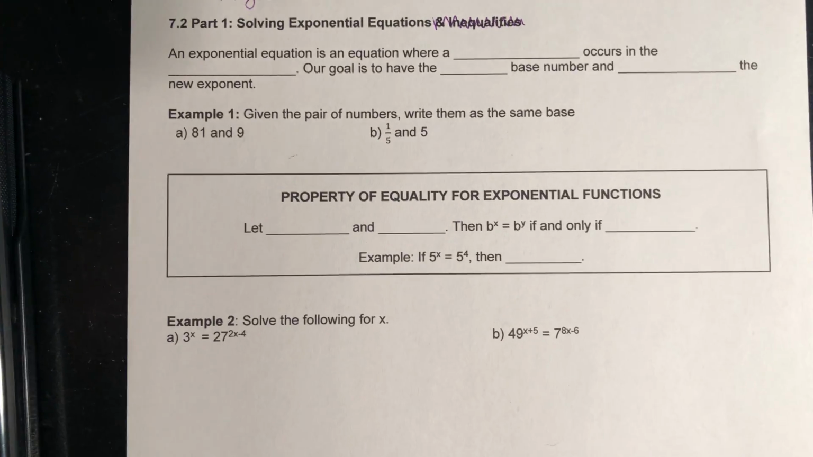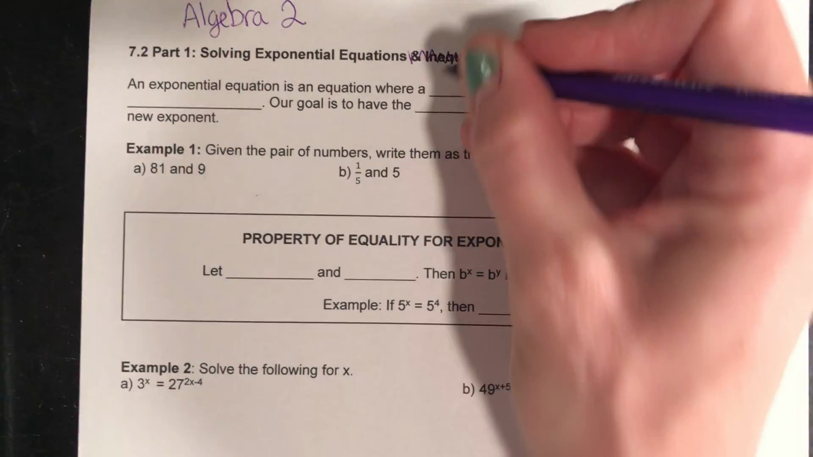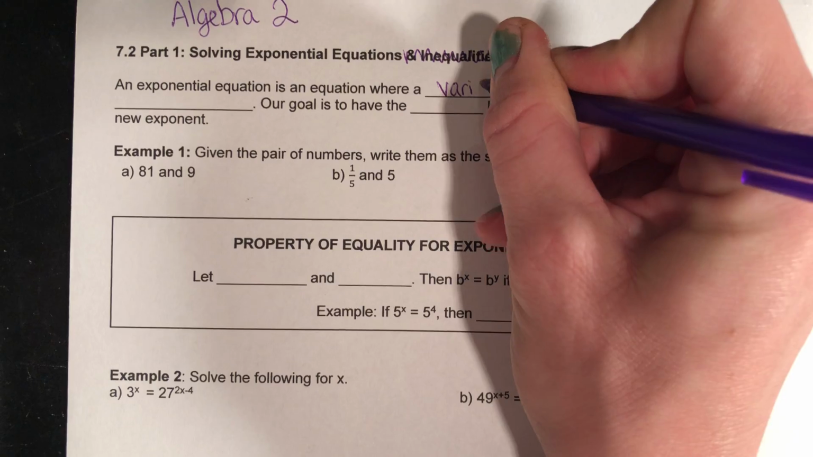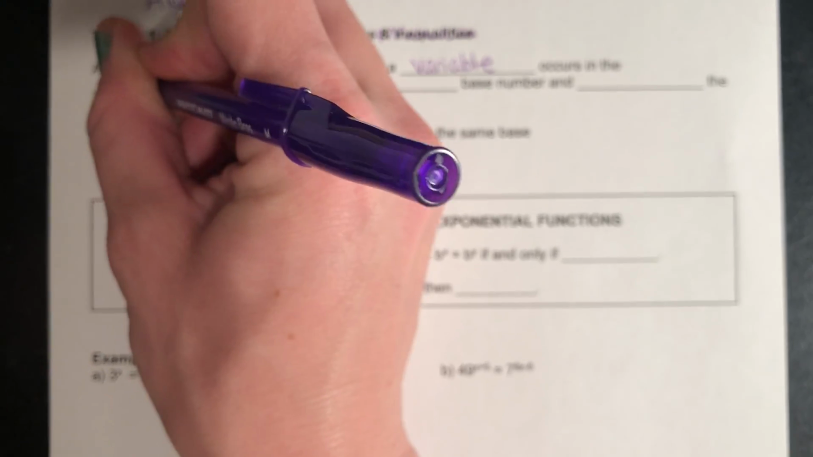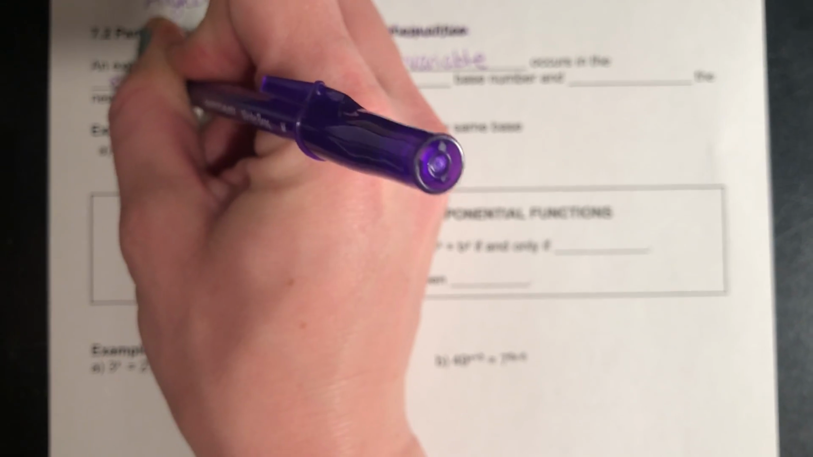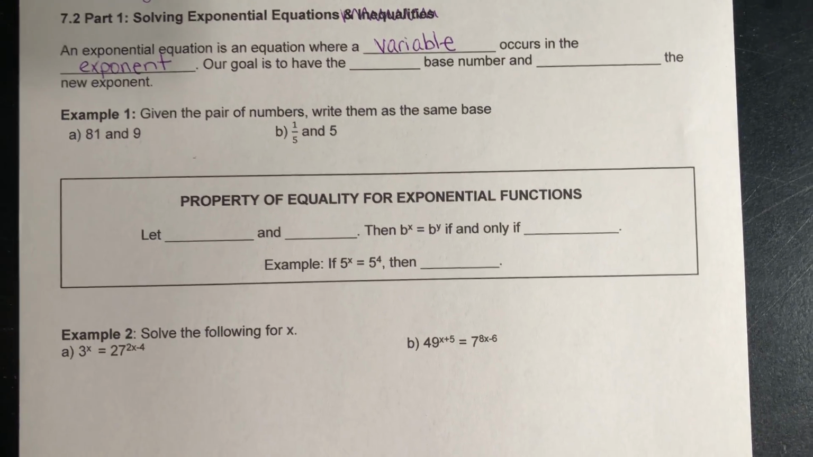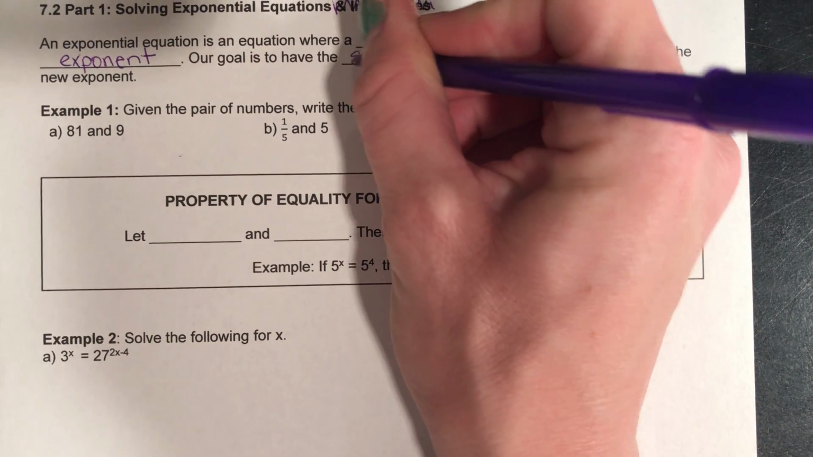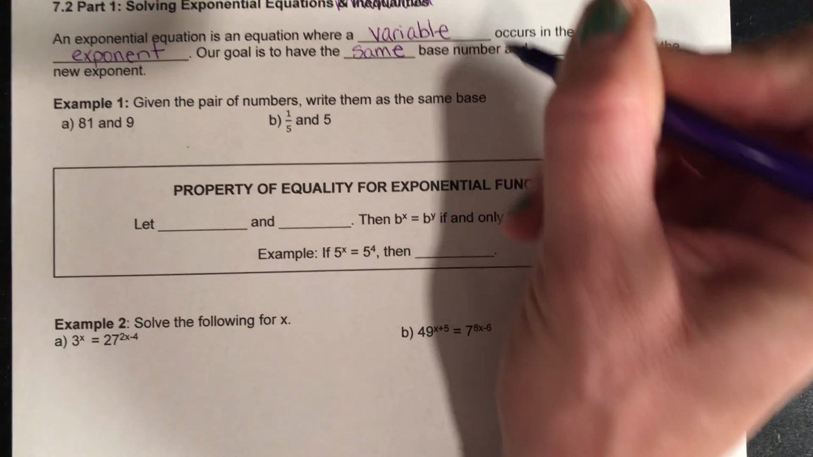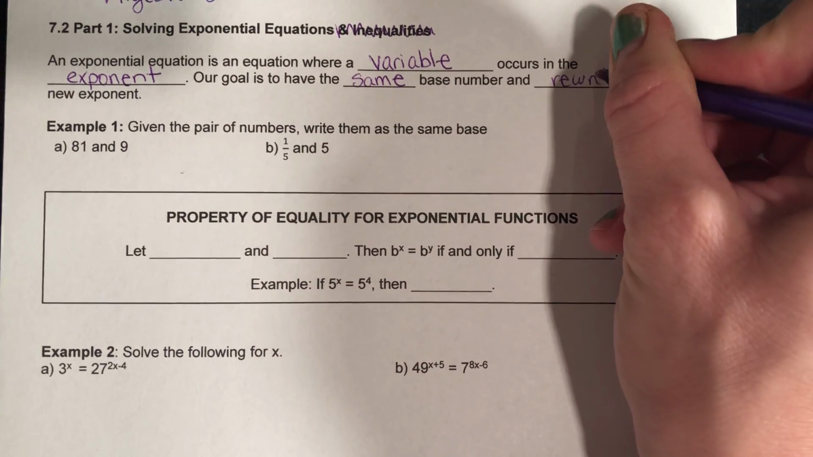So an exponential equation, as we spoke about in 7.1, is an equation where a variable occurs in the exponent. So as we saw 2 to the x, we saw 1/2 to the x. So our goal here when we solve these equations is to have the same base number, and then we're going to rewrite the new exponent.